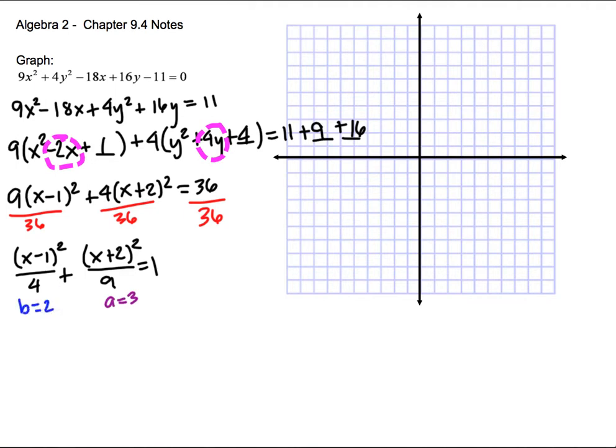And the center is the super secret opposite society, so my center is going to be at 1, negative 2. So I can go to 1, negative 2, put my center down, and then this is going to stretch up and down because the larger number's under y. It's going to stretch up 3. It's going to stretch down 3. It's going to stretch to the left and right 2. And then when you connect these guys, I'll see if I can do a better job here. You get an ellipse.